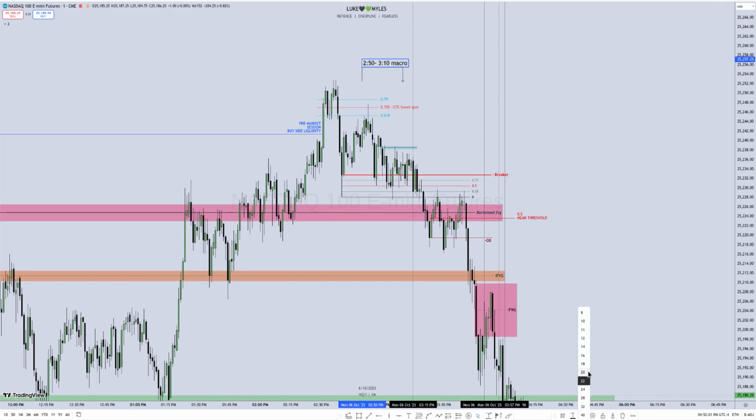Go ahead and give it 14, so a little bit bigger, just like that. So this is my 250 to 310 macro. I'm looking at price action at that. Then I'm also having another macro from 315 to 345. So I have 345 marked out, just like that, from 315 to 345.